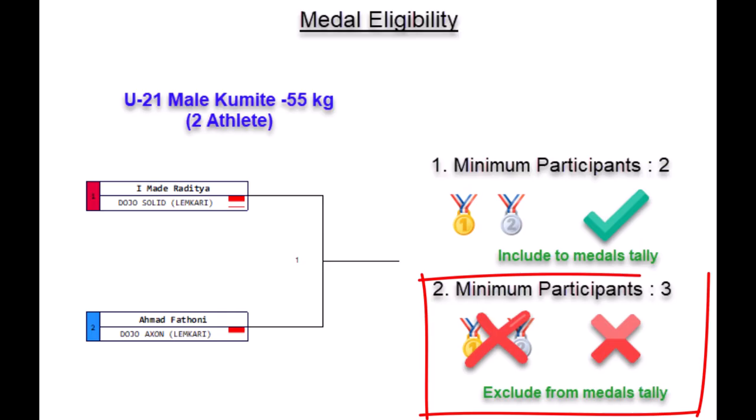Number 2, requirement minimum 3 participants. If the rules require at least 3 athletes, this category fails to meet the criteria. Consequently, the medals will be excluded from the final medal tally.